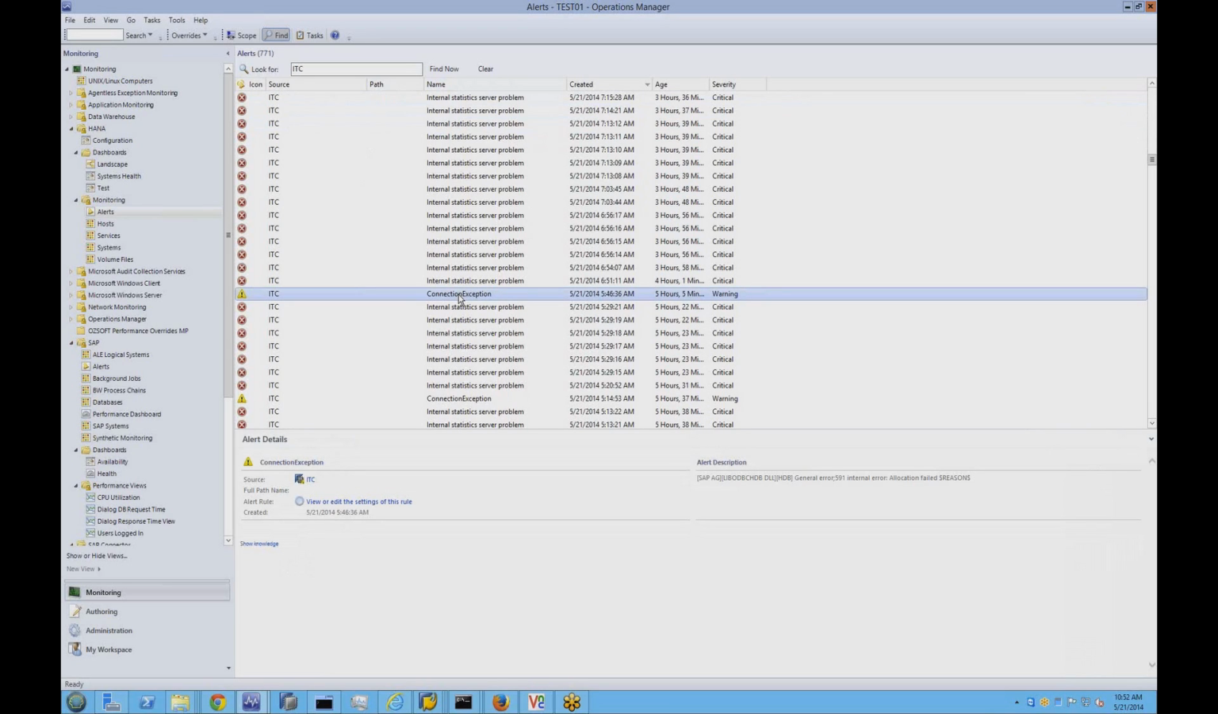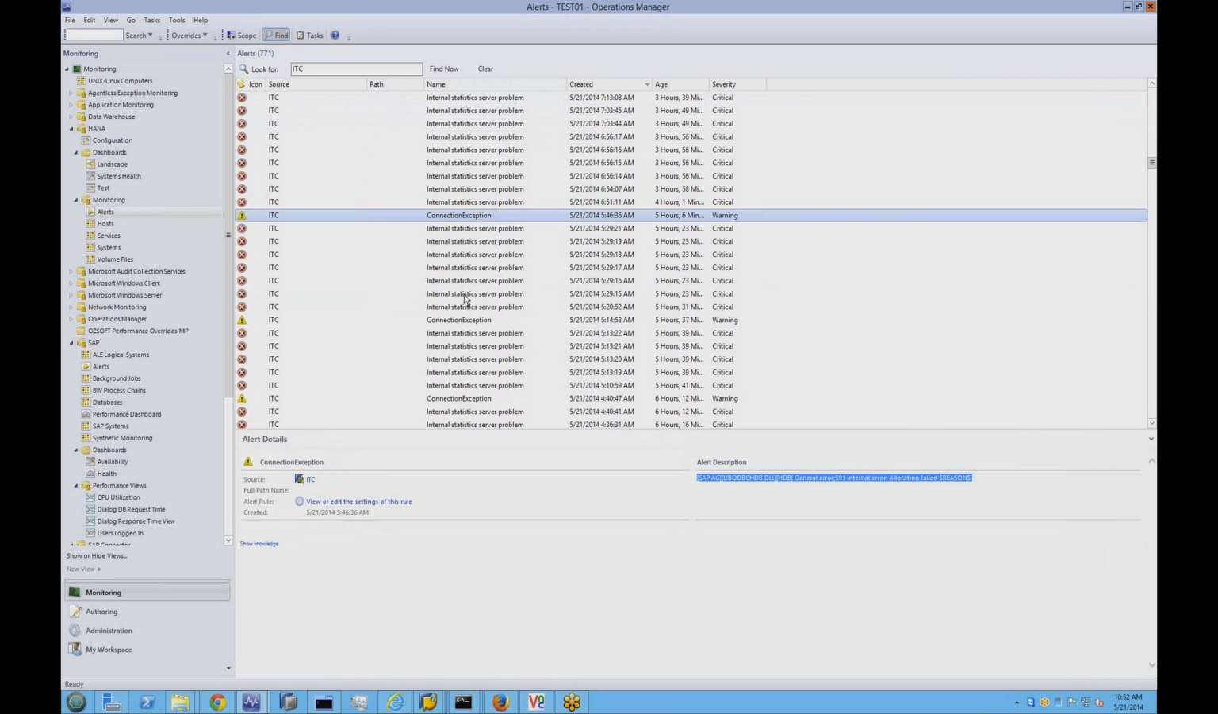We also see connection exceptions, which our management pack detects when it's trying to connect to the HANA database. It's unable to. You can see the message produced by SAP when we try to connect: internal error, allocation failed. This seems to be a typical problem when the index server refuses new connections because it's out of memory. And let's see what else we can find.